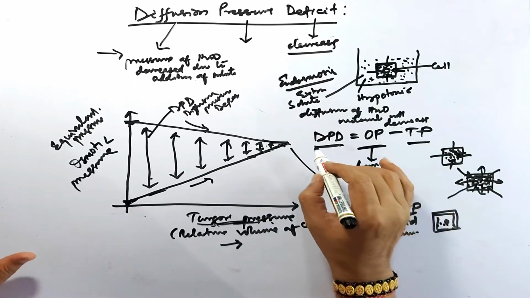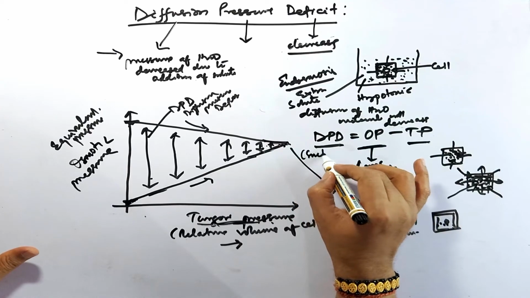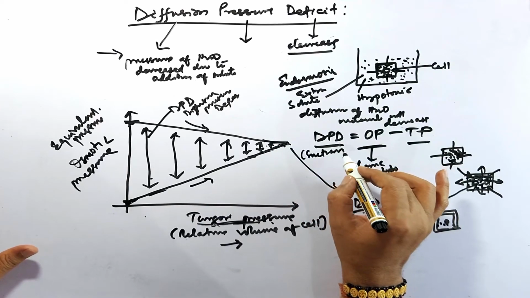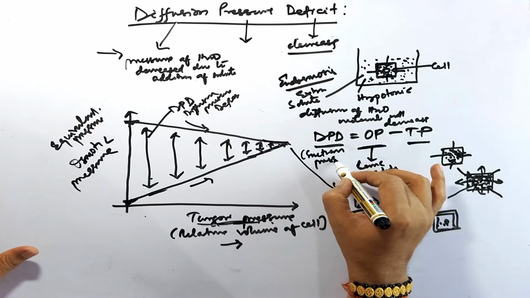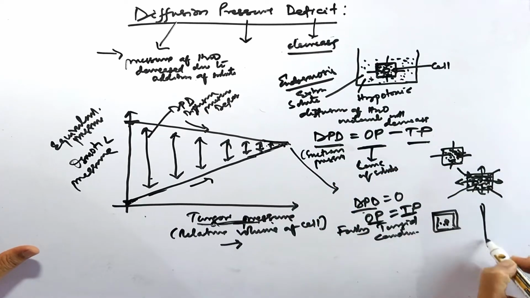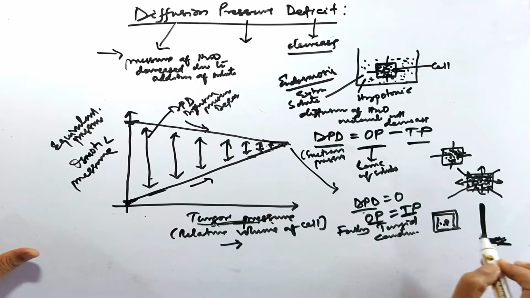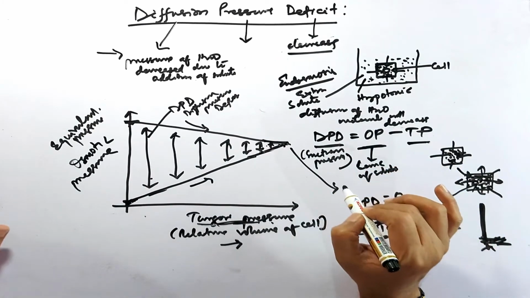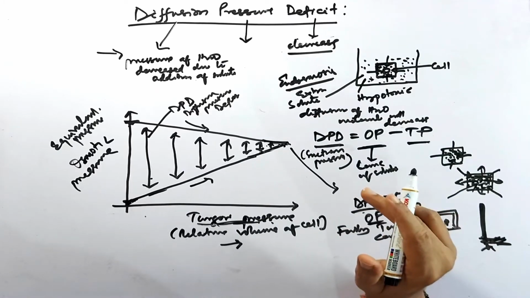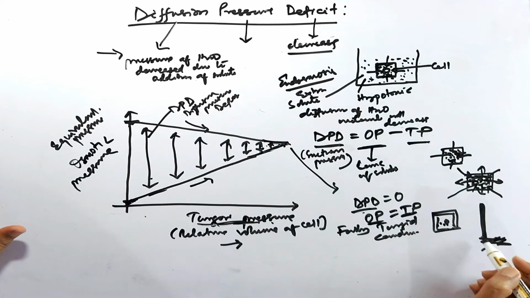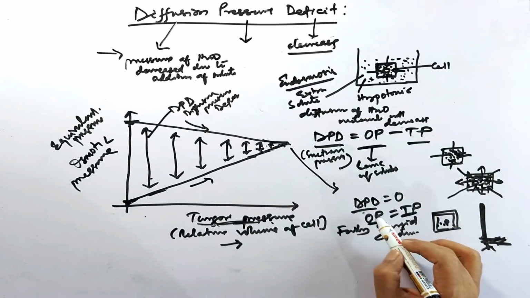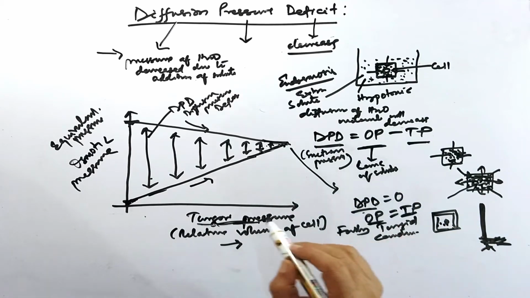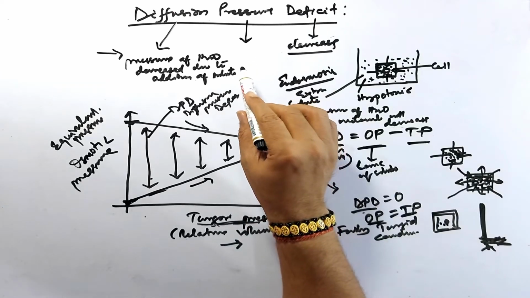This DPD is also called suction pressure, because when the plant absorbs water from the soil and ascent of sap occurs, this suction pressure is involved. That means the higher the DPD, the higher the rate of suction; the lower the DPD, the lower the rate of suction. So this is the diffusion pressure deficit.